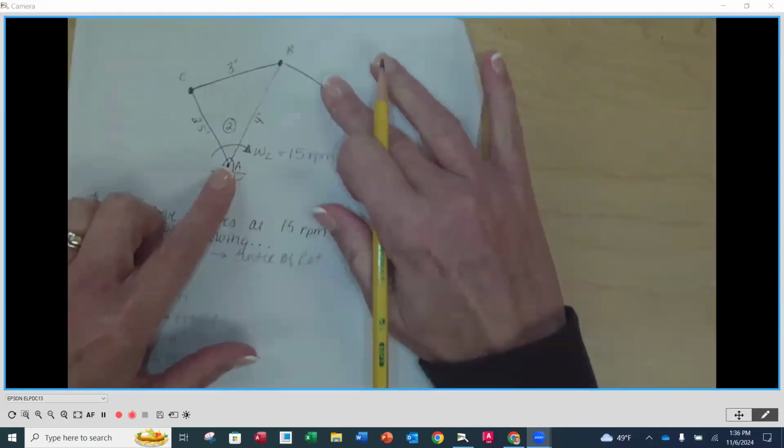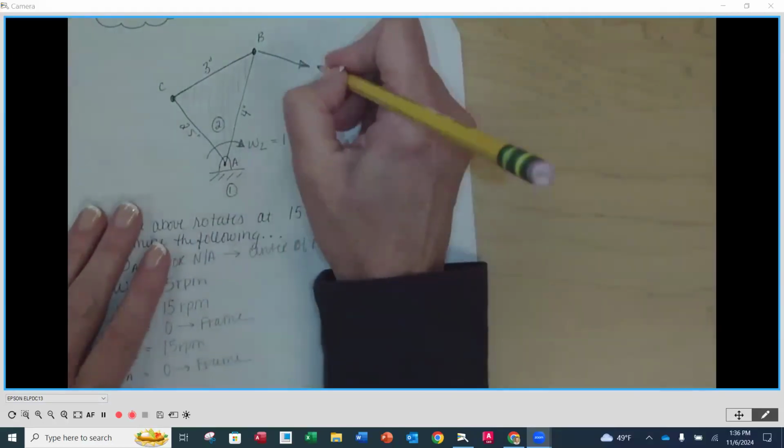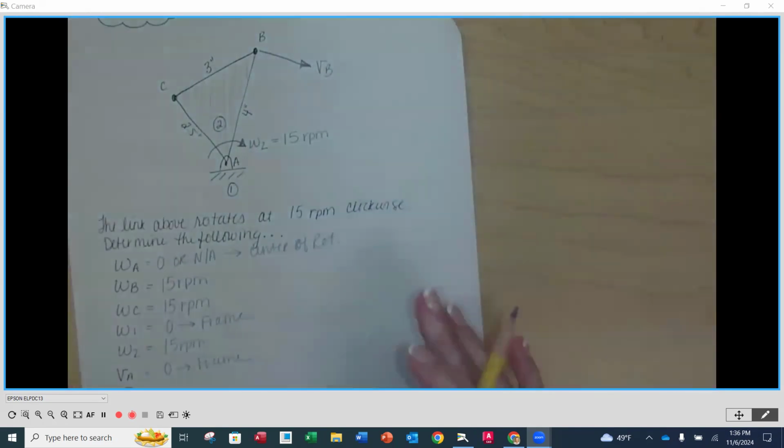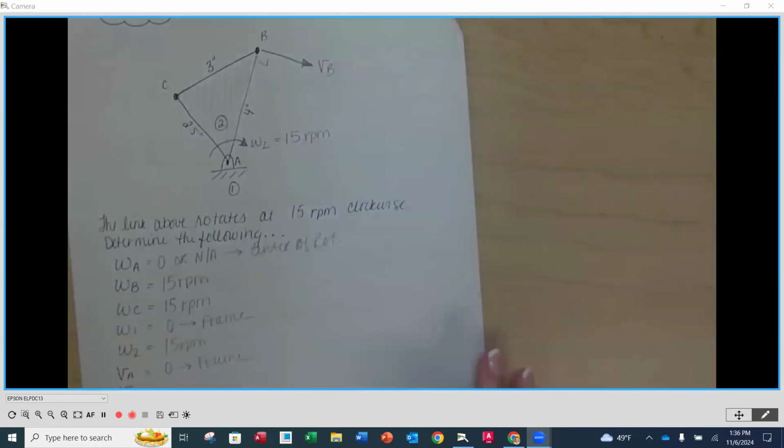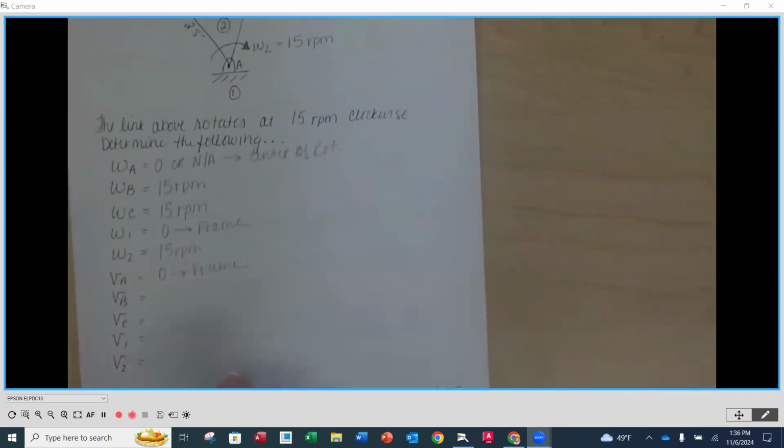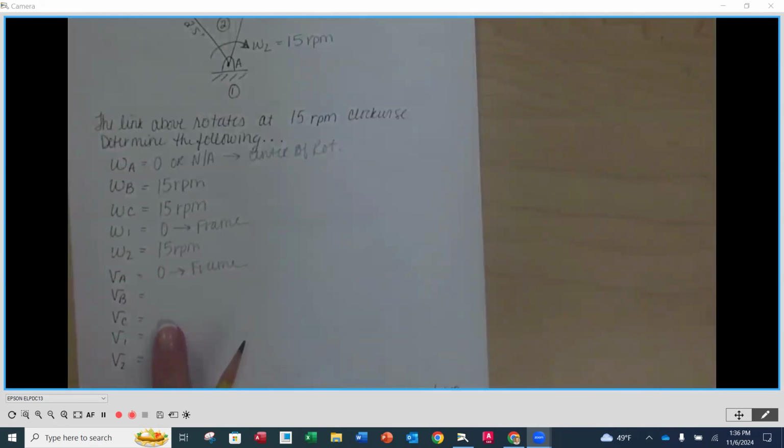So if I go like this, it's going to be consistent with the W2. And this would be VB, perpendicular to the radius. Now, we want to calculate its value. What's the equation to calculate that value? If you don't remember, it's on the first page of this handout.